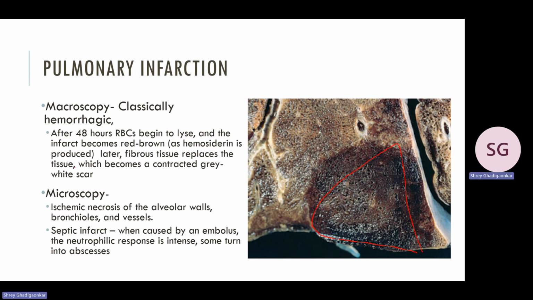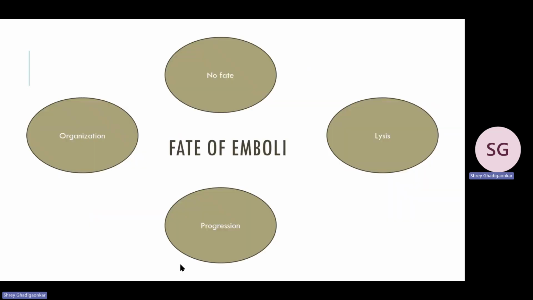Regarding the microscopy, there's usually ischemic necrosis of the alveolar wall because of the infarction, as well as the bronchioles and the vessels. You may have a septic infarct, which is where the embolus is associated with a neutrophilic response, and it's often intense and can sometimes turn into an abscess as well, which is pretty severe.